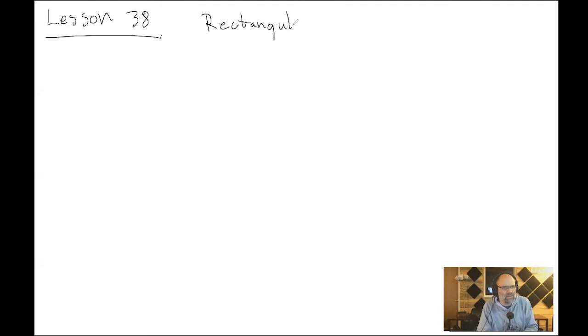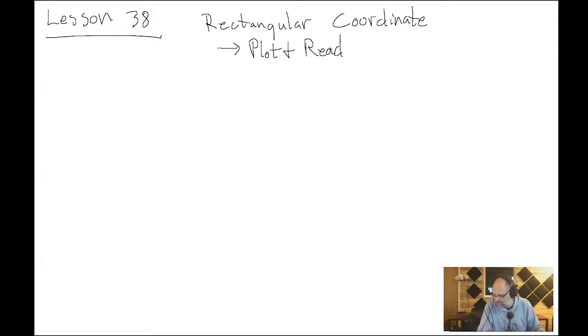So here's what our objective is today. We need to know how to plot points on a rectangular coordinate system, or basically a graph, and we need to be able to read a rectangular coordinate system and figure out where the points are. So we need to be able to plot and read on a rectangular coordinate system.